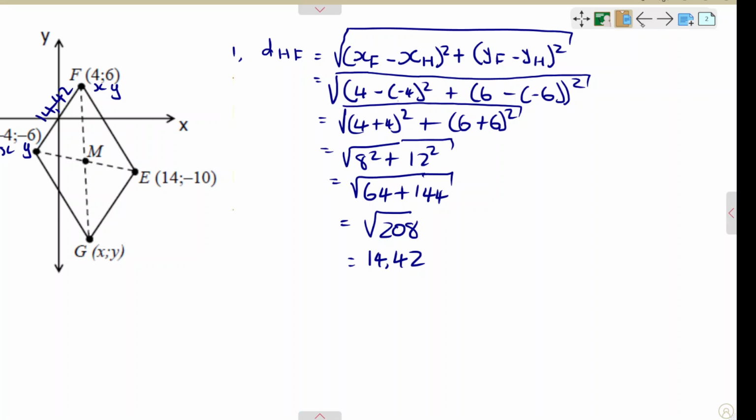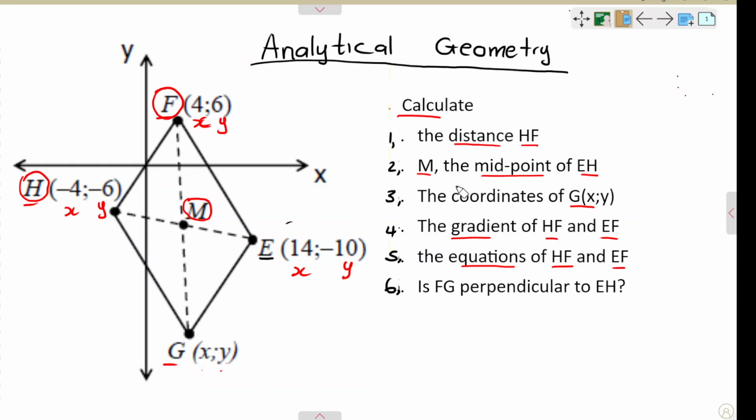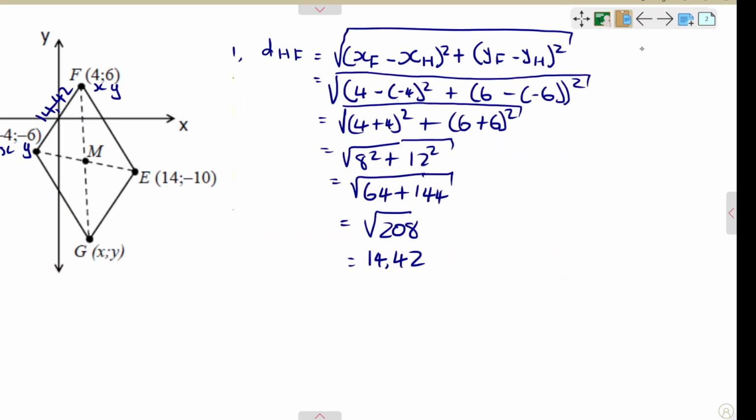Then let's look at number two. Now they were asking us to calculate M, the midpoint of EH. So we said this is M. It is the midpoint between point H and E, or E and H. So let's find the coordinates of M with the midpoint. We also have the formula that we are going to use to find the midpoint.